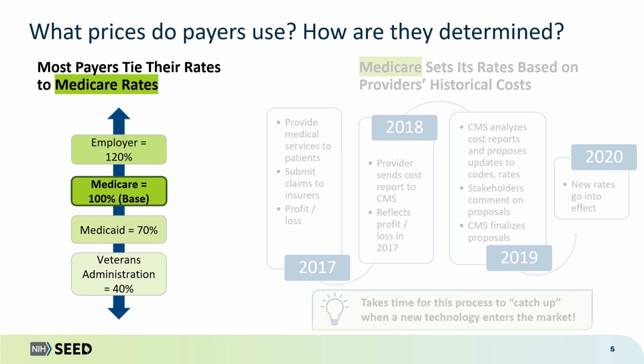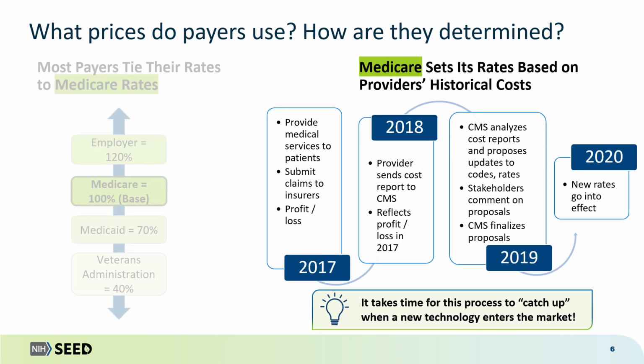Now, looking at other public payers, Medicaid and the Veterans Administration, or VA, also use the Medicare base rate. Medicaid generally sets their rate at 70% of the Medicare rate, and then the VA sets it at 40% of the base Medicare rate. Quite a range, right? Now, we are shifting to private or commercial payers. They, on the other spectrum, set their rate generally at 120% of the Medicare base rate.